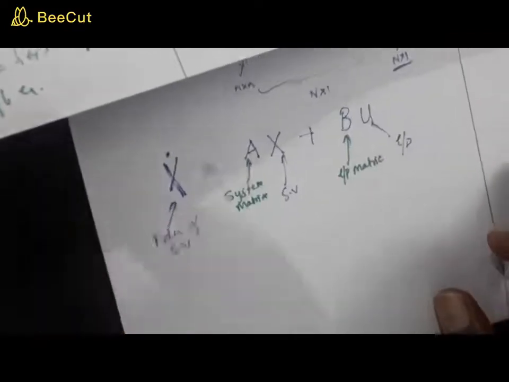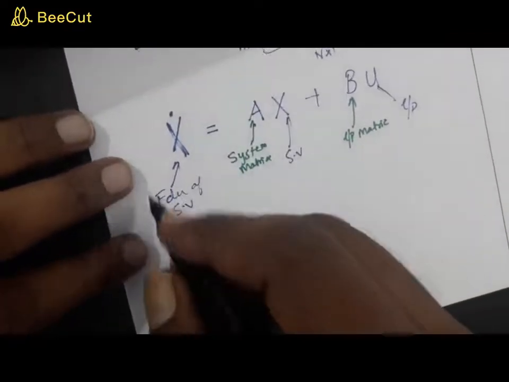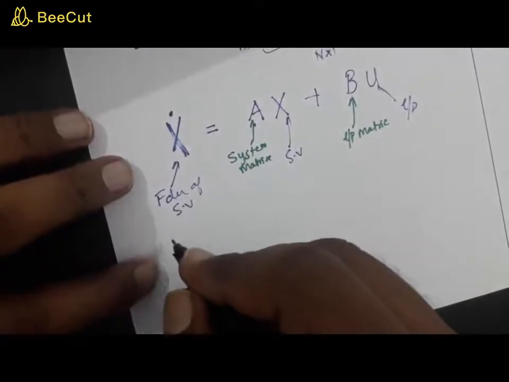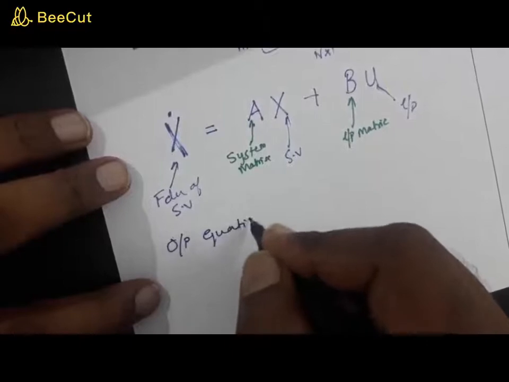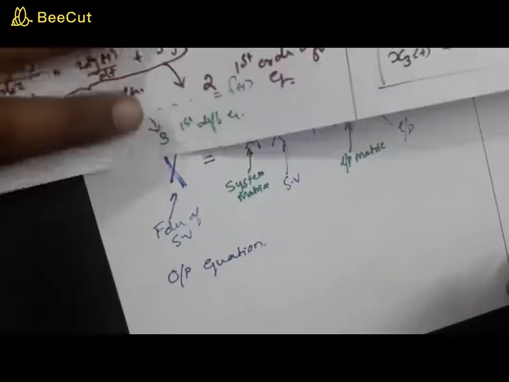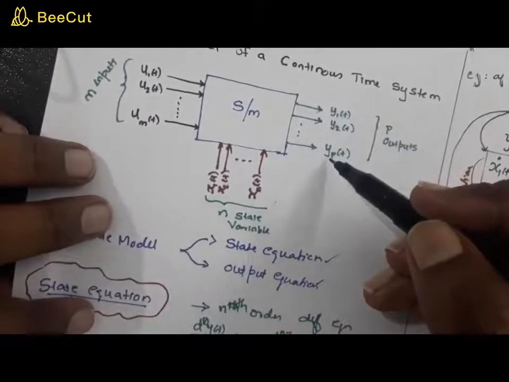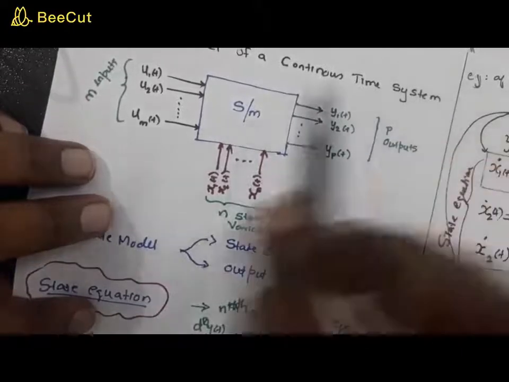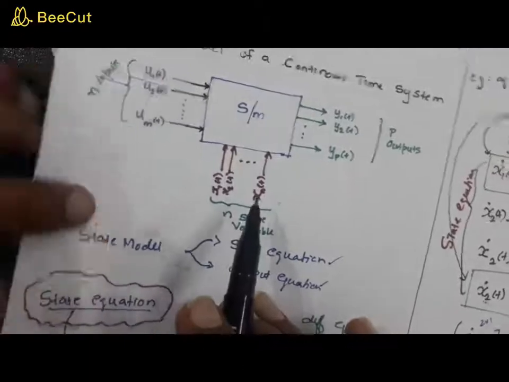Now the system description will be complete only by finding out the output equation. Now how will you find out the output equation? Looking at the output equation, you have p outputs, y1 to yp. Each output depends on the inputs as well as the state variables.